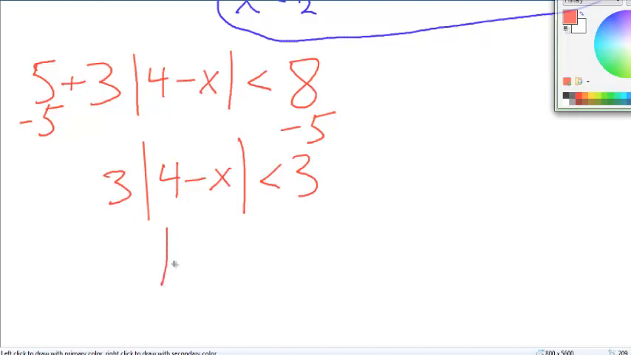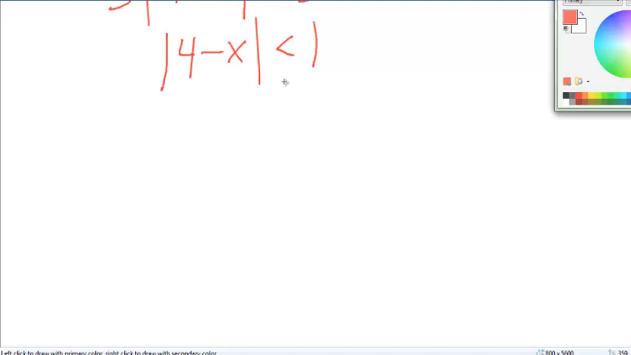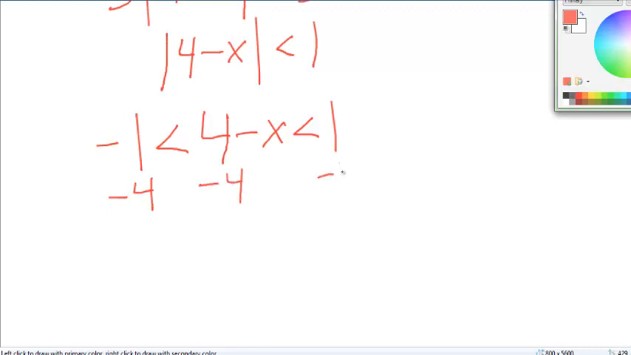Divide both sides by 3, we get the absolute value of 4 minus x is less than 1. Now we've got that less than with our absolute value, so that means it's going to be between two values. So we have negative 1 less than 4 minus x less than 1. Subtract 4 in all three sections, and we get negative 5 less than negative x less than negative 3.